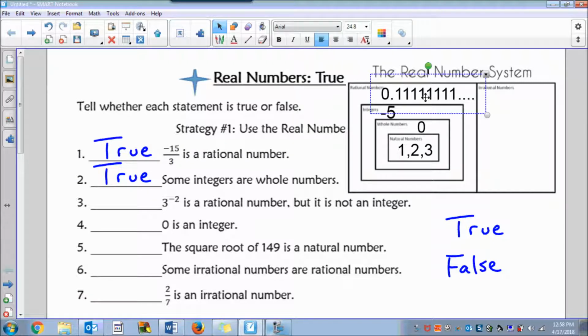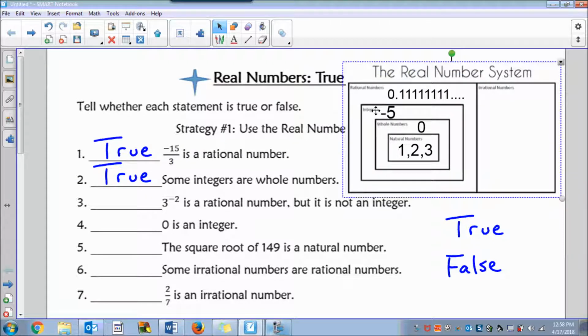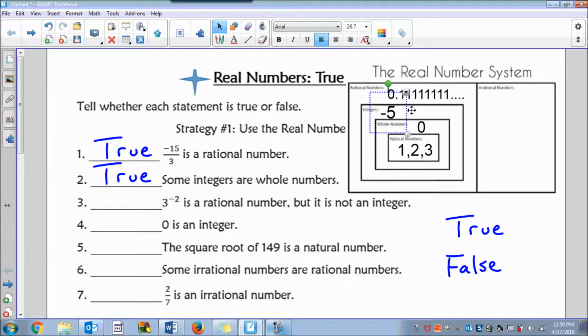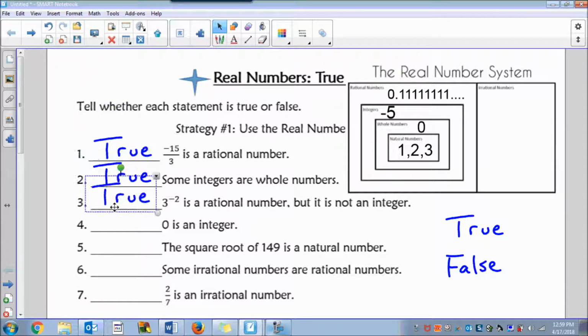Actually, that's the best spot for it. Integers don't include any decimals. Rational numbers include the decimals that repeat forever. Irrational numbers include the decimals that go on forever but don't repeat. So this one's a repeating one. That means it's in the rational numbers group, but it's not in the integer group because integers don't include decimals. They only include positive and negative whole numbers. So that is also a true statement. Use this diagram to try to decide on each of these next 4 questions.